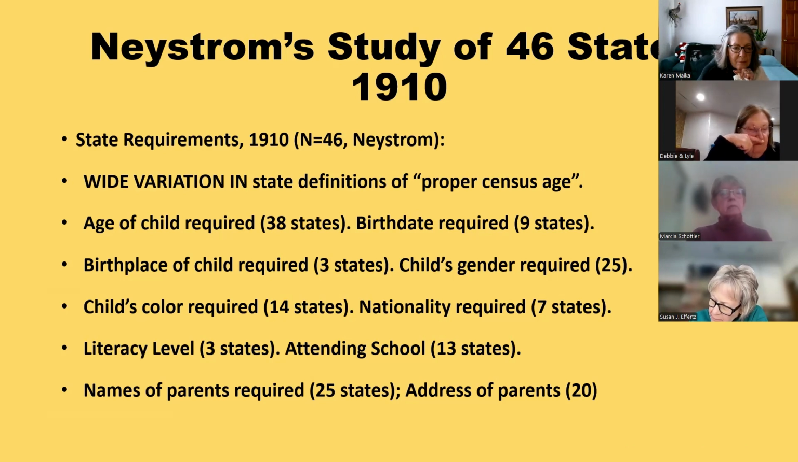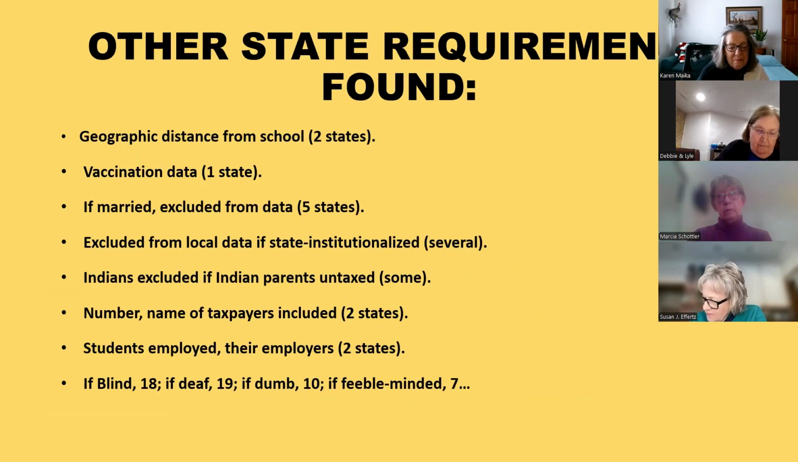We said that a woman could not be identified as Mrs. Jones, Mrs. Atwater, or whatever. It had to be her Christian, get this, Christian name. Yes, that was in the law. Geographic distance from schools. You can see a whole bunch of things that were required. Vaccination data in one state in the East. Know that if they were state institutionalized in a state like maybe a school for the blind, they were excluded from local data. Wow, so you have to find that data back in the US Census record instead.